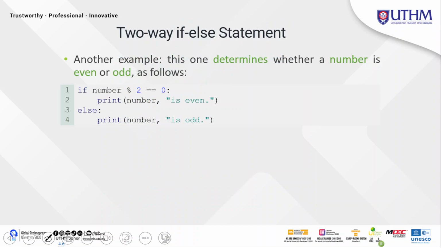Two-way if-else statement. Another example: this one determines whether a number is an even number or an odd number. Even number means the number is divisible by 2, you will get remainder 0. Print as even number.